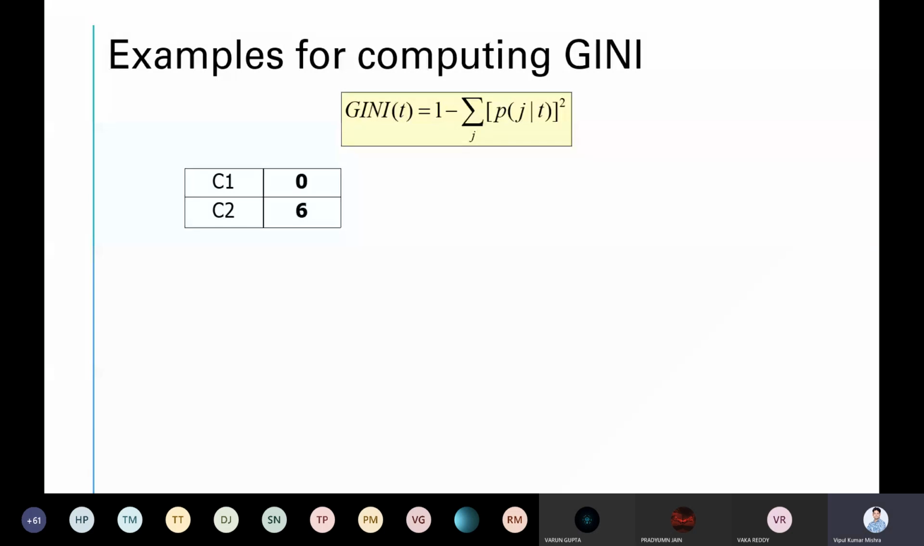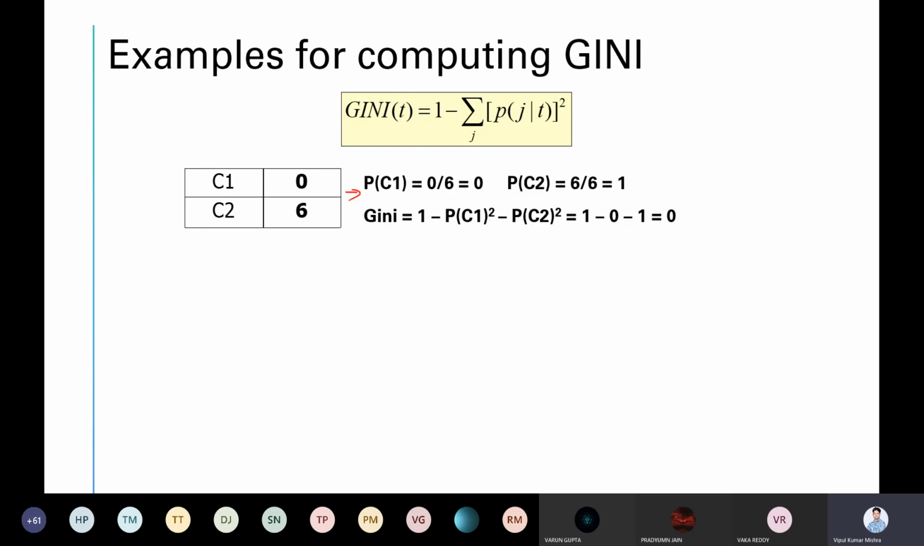Even without calculation, I can give the answer. So 0? Yes, it will be 0. Right? Because 1 minus 6 divided by 6 squared minus 0 divided by 6 squared, so 1 minus 1, all 0. Once you have this kind of clear class, the Gini impurity will be 0.